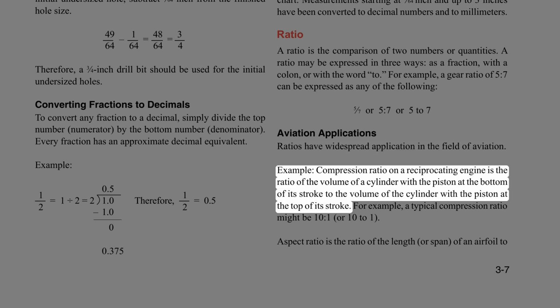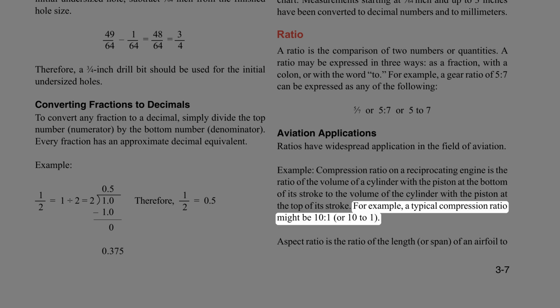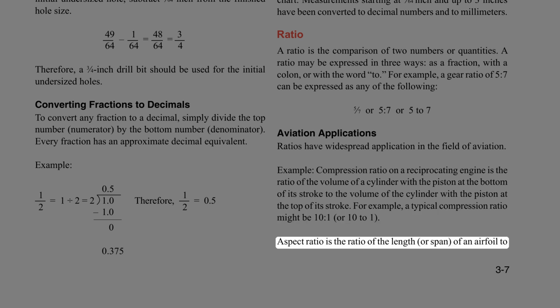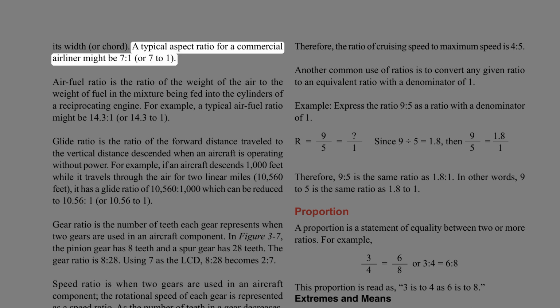Example: compression ratio on a reciprocating engine is the ratio of the volume of a cylinder with the piston at the bottom of its stroke to the volume of the cylinder with the piston at the top of its stroke. For example, a typical compression ratio might be 10:1. Aspect ratio is the ratio of the length, or span, of an airfoil to its width, or chord. A typical aspect ratio for a commercial airliner might be 7:1.